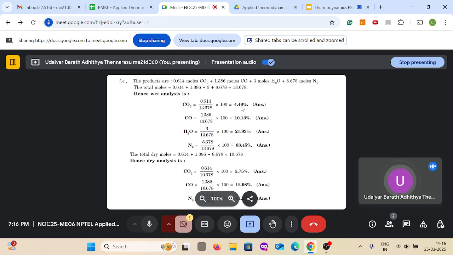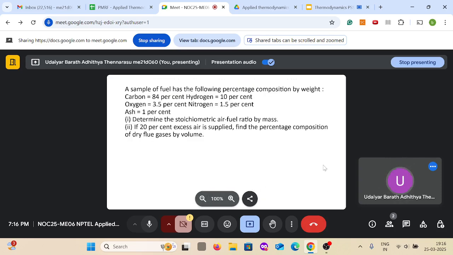For CO2 we get 4.49%, CO is 10.13%, water 21.93%, nitrogen 63.45%. In dry analysis we remove water and calculate for the rest. So we get total moles of 10.678, and similarly the mole fractions: 5.75% for CO2, 12.98% for CO, and 81.27% for nitrogen.